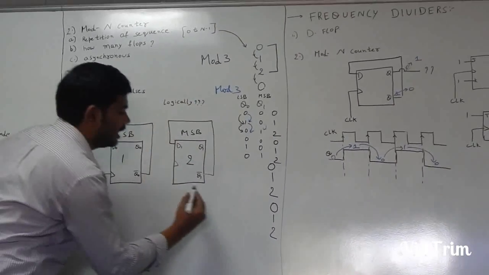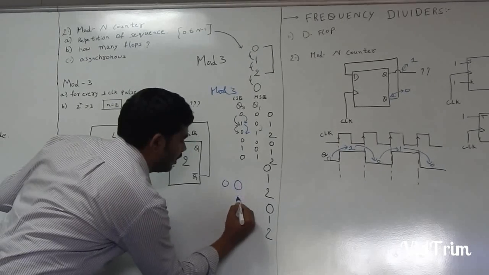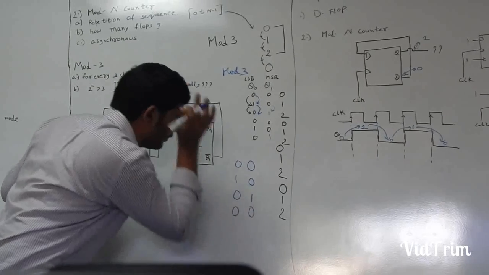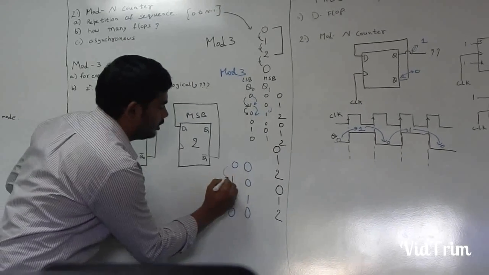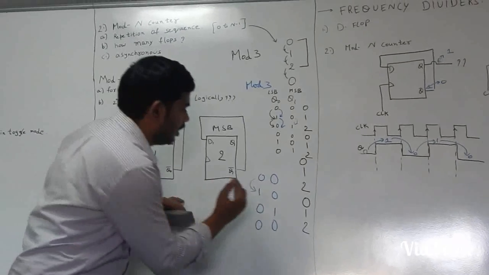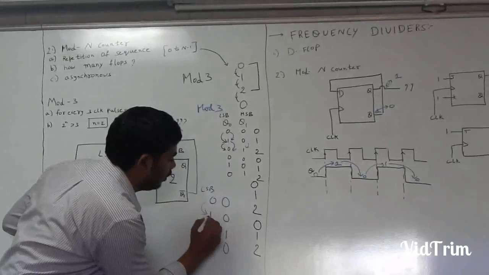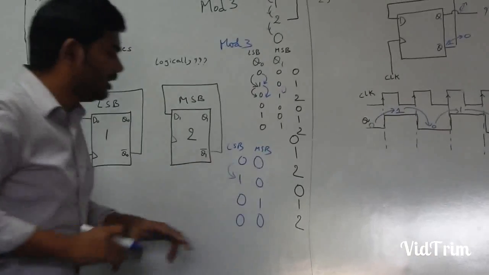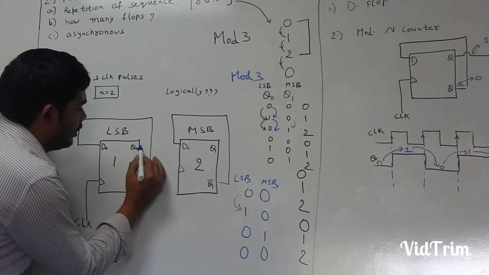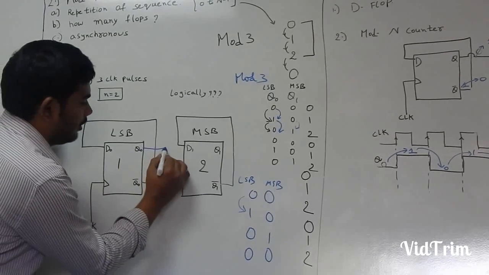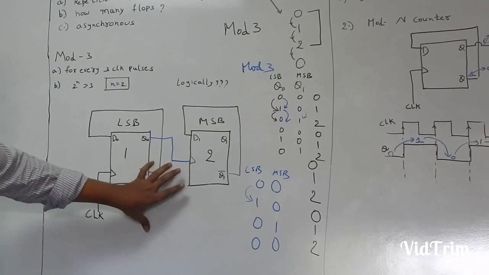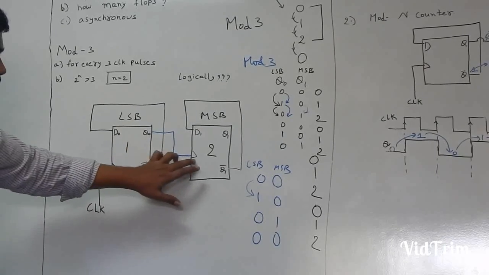See clearly, I am representing it here again: 0, 1, 1, 0, 0, 0. See, 0 is toggled, 0 is changed to 1. But here, when LSB is changing from 0 to 1, should there be any change in MSB? No. So if we give this particular one like this, it means we are giving the output as the clock to the next flop.